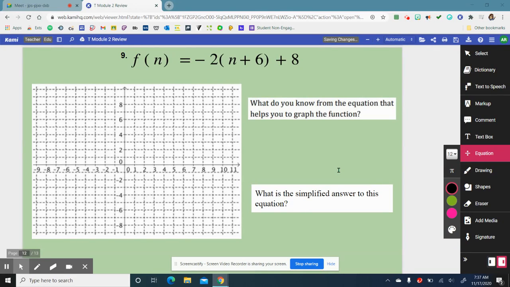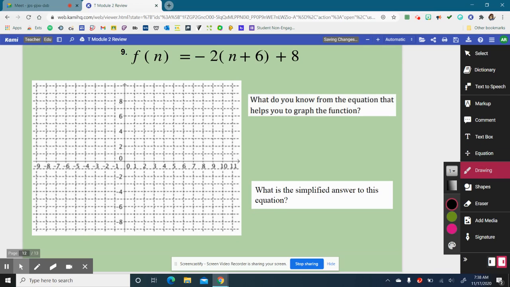Okay, so example number 9, we have f of n is equal to negative 2 times the quantity n plus 6, plus 8. Okay, so what do you know from the equation that helps you graph the function? Well, first things first, we know, can we see this color if I write it? m is equal to negative 2, right? That's this value right here. Now this is written in point slope form, so we also have to write our point, right?